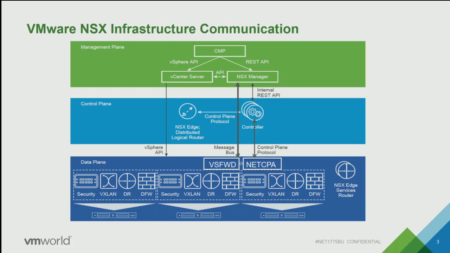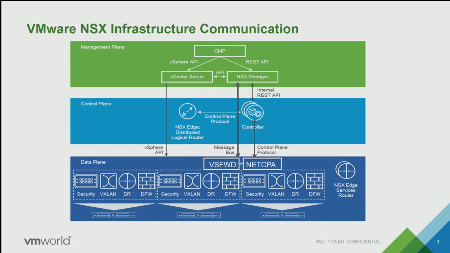Well, how does he communicate with the host? He's got 2 channels, and I said I'd come back to that. One of those channels is the vSphere Stateful Firewall Daemon. It's probably easier to say VSFWD. The VSFWD, oddly enough, works primarily with the distributed firewall. And you'll notice there's an arrow that points from the manager to VSFWD. It does not go through the controller when it's working with the firewall.